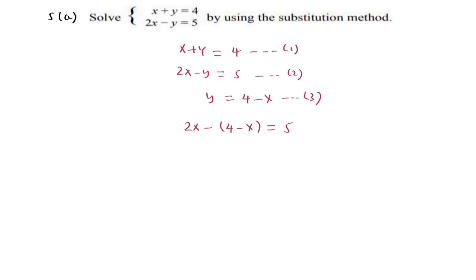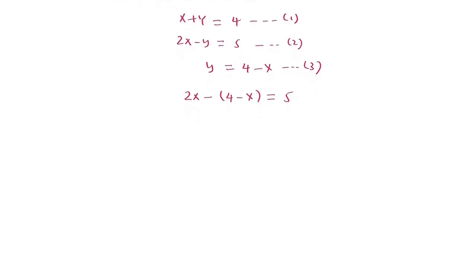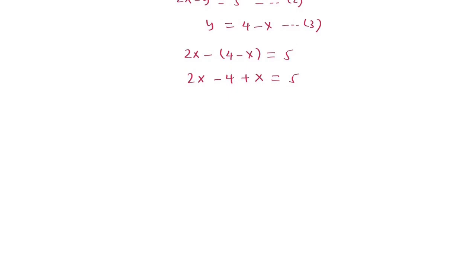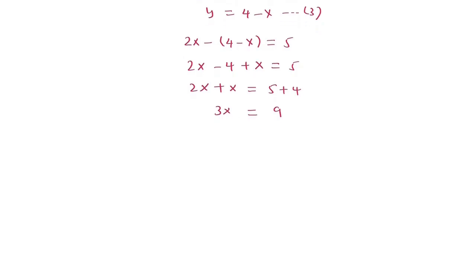Okay, so next we open the brackets. Our equation is going to be 2x minus 4 plus x equals 5. So next we are going to collect the like terms. Then our equation is going to be 2x plus x equals 5 plus 4. Solving this, we are having 3x equals 9. Let us now divide by 3 both sides. Then we are having x equals 3.